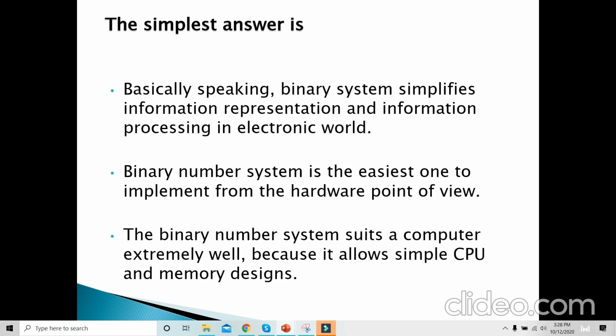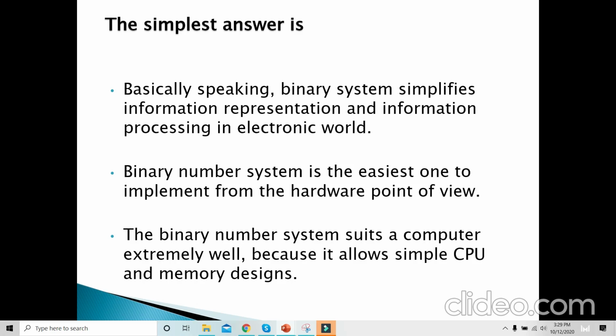The binary system is also the easiest one to implement from the hardware point of view. As I said a while ago, the binary system is just like a switch. You just have to turn it off or turn it on, 0 to 1. That's the easiest and simplest way for most of the electronic materials wired in the motherboard, from the electronics point of view.